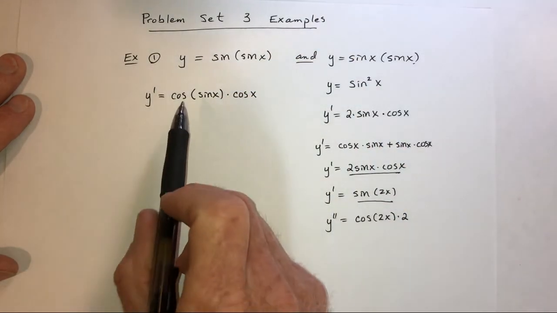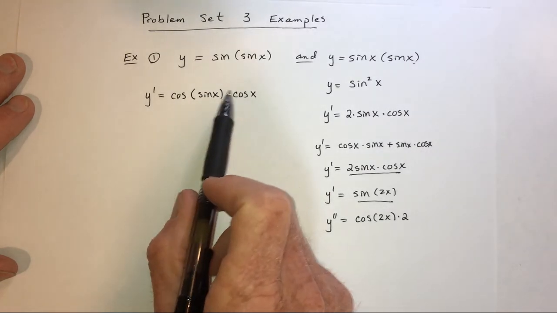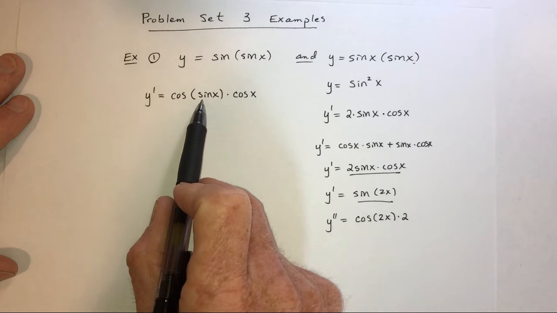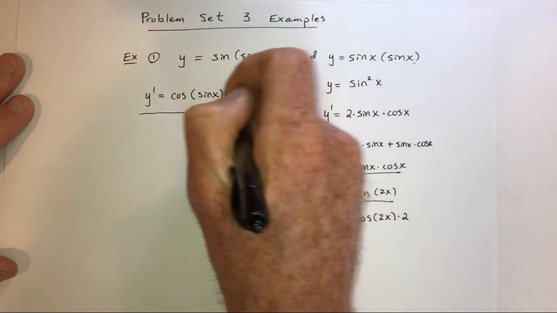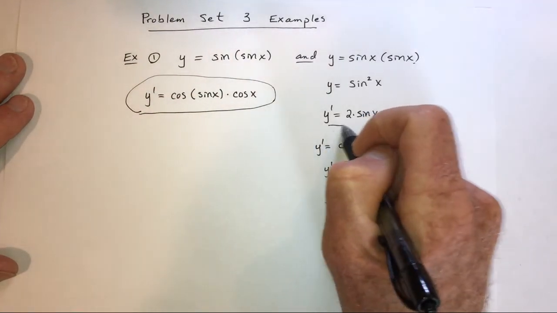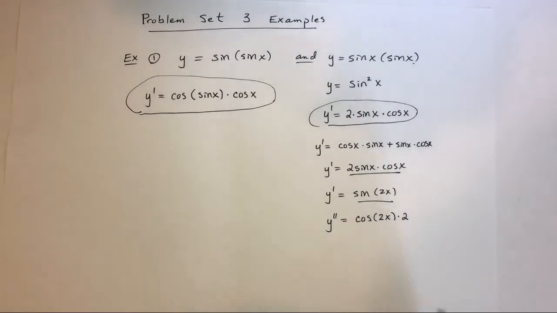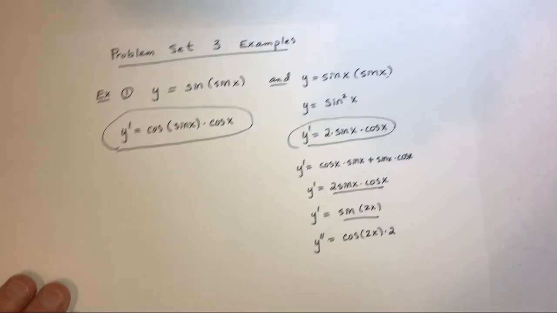There's no way to simplify, because this is not saying cosine of x times cosine of x is cosine squared, because this one has sine x as its argument. This one only has x as its argument. So this one is finished. And this one was finished right there. All right, then on to something that's not trigonometry. Number 2.